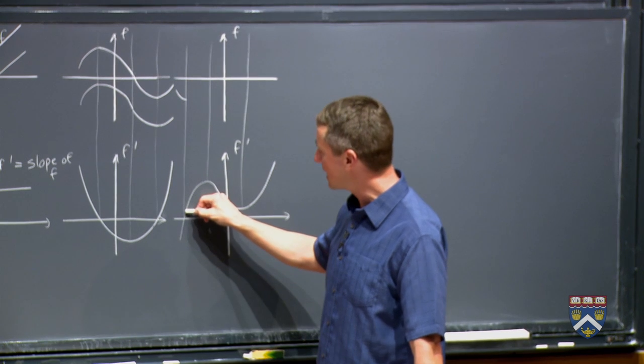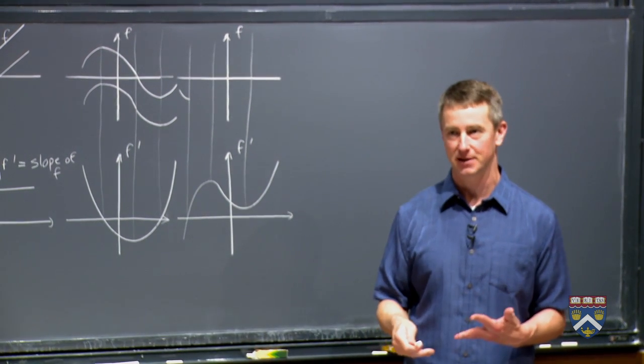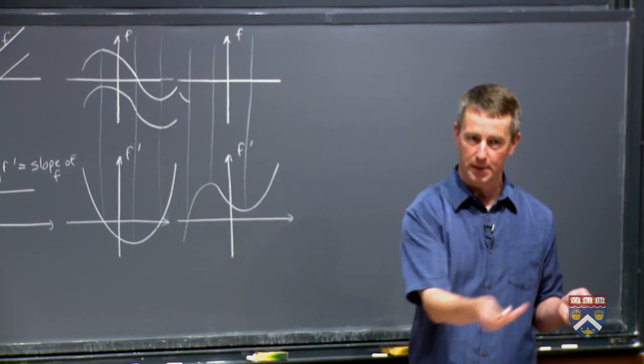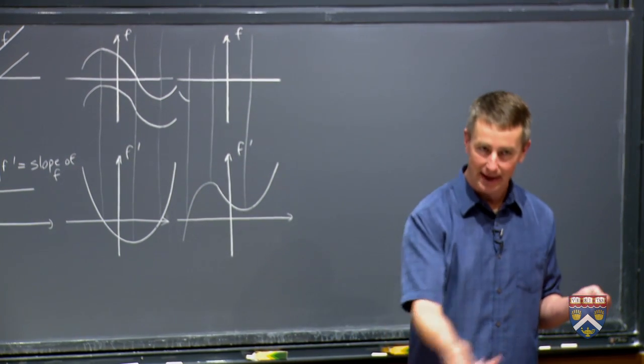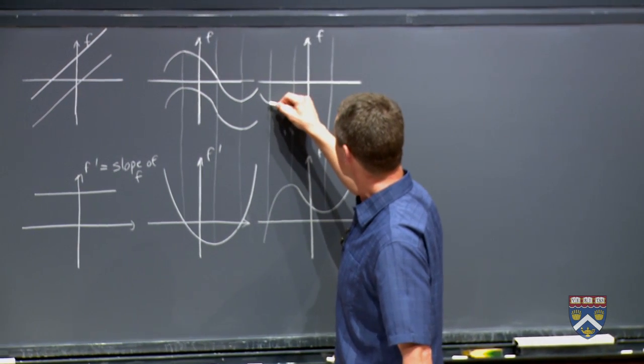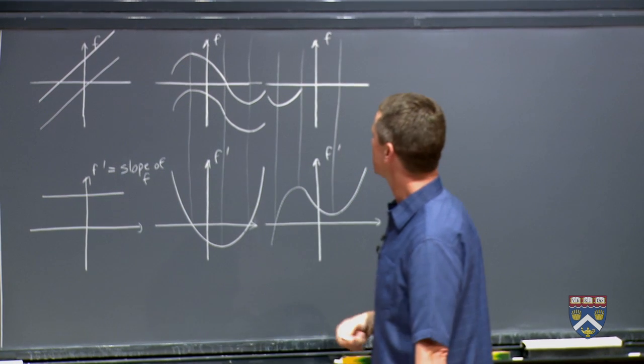F prime now is positive and getting more positive. So that means the slope of f is positive and getting more positive. What does a graph look like whose slope is positive and getting more positive? That's increasing and concave up. And of course you can do these from the chart if you like. Nothing wrong with that. I just tried to give you a different way of looking at it.